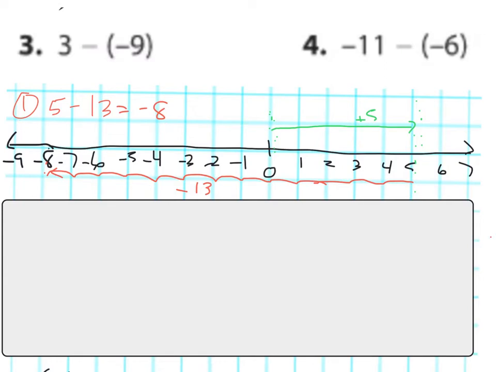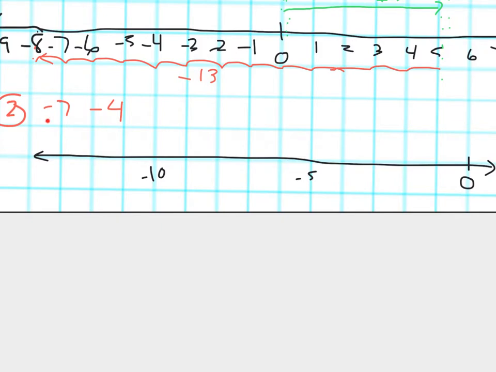Now let's do number 2. How do I read this problem? I read this backwards 7 and backwards 4. So all we're doing now is going backwards. We go backwards 7, 1, 2, 3, 4, 5, 6, 7. And we end up here at minus 7. And then we go backwards 4 more. 1, 2, 3, 4. And we end up right here, which would be minus 11. So my answer is backwards 11. If you go backwards 7 and then backwards 4, you get backwards 11.